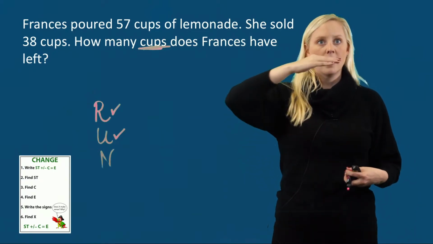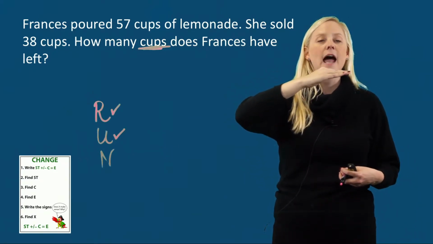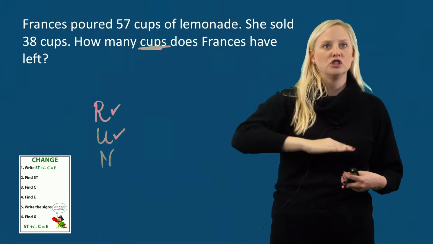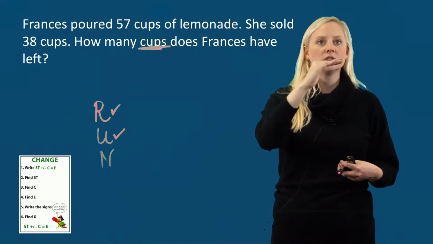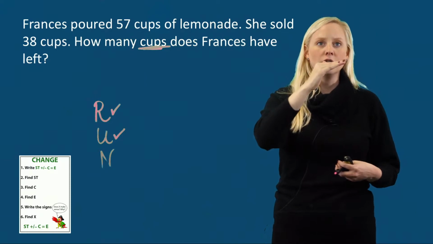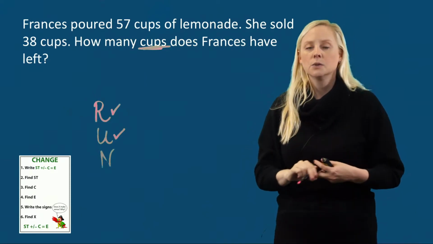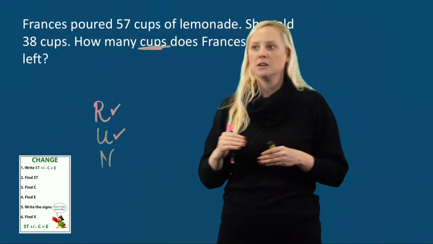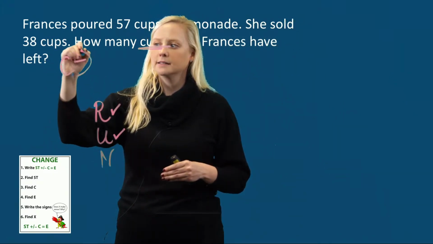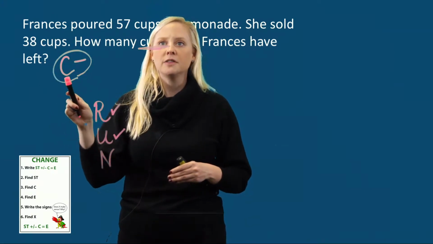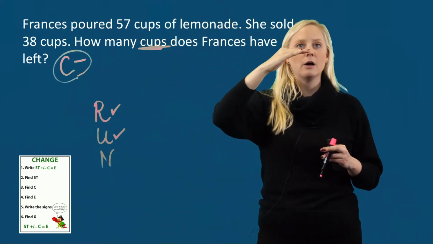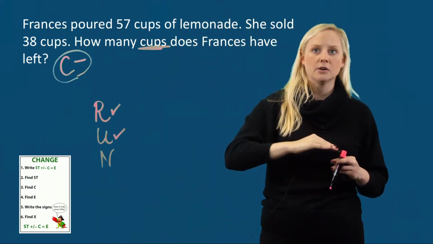Here, I see that there was a starting amount, then something happened to change that amount. Frances poured 57 cups, but then she sold 38 cups. We have a starting amount, and then she sold the cups. Something happened. She sold the cups, so our amount is decreasing. So I know this is a change problem, and this is a decrease. So I'm going to put a C and a minus right here. This lets me know that this is a change problem and that I'm talking about a decrease. She had an amount, but she sold some cups, so our amount decreased.